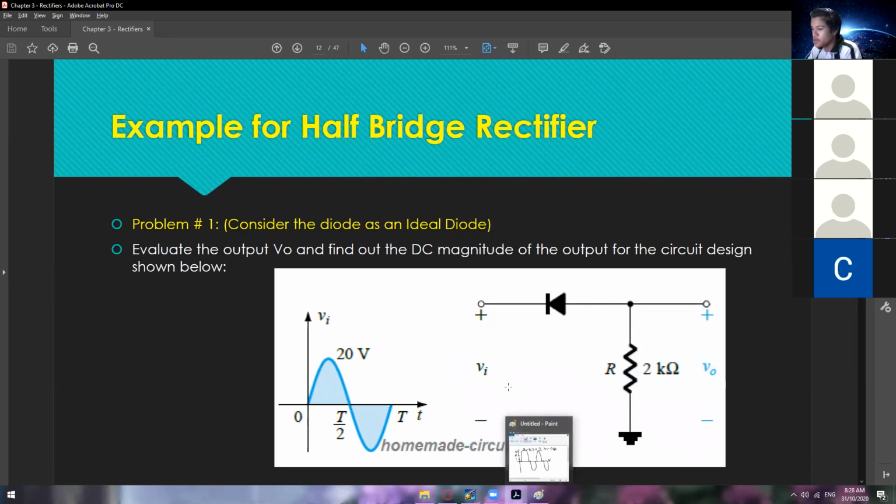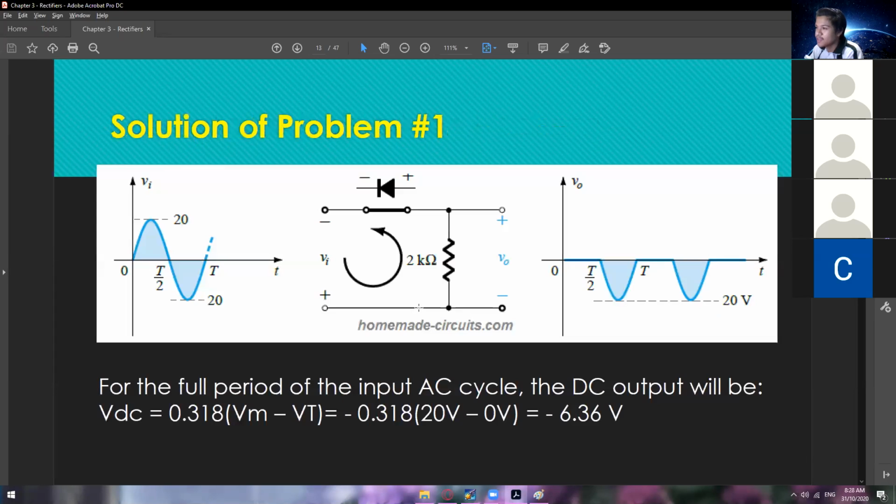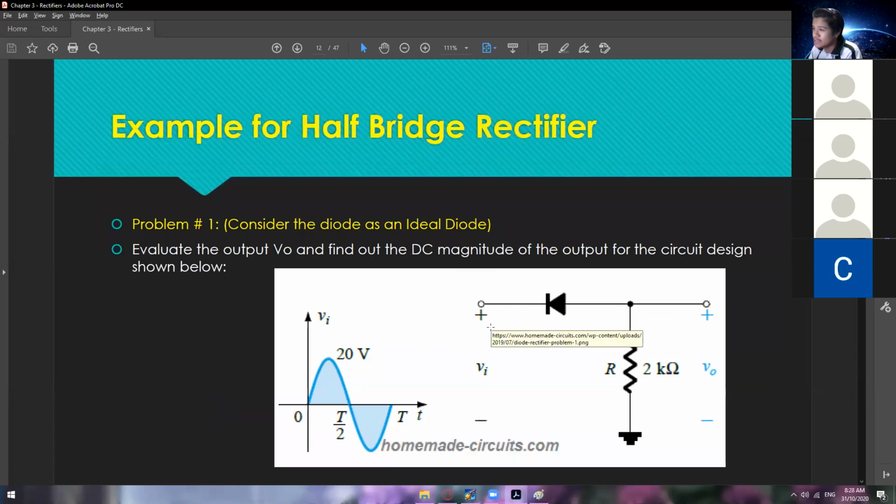So if we're going to plot this one, you will see it something like this, right? For the positive part, it will become 0 volts, and the only time that it will accept voltage is if our AC is at the negative point, or at the negative cycle. So negative to negative, and then positive to positive.